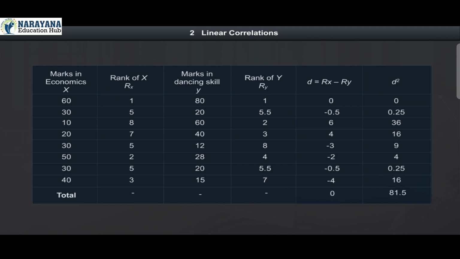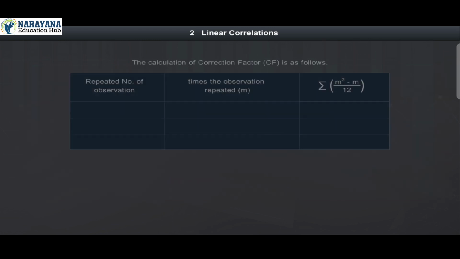Total: sigma d is 0, sigma d square is 81.5. The calculation of the correction factor, that is CF, is as follows. Repeated number of observations: the number of times the observation is repeated, m. Sigma m cube minus m divided by 12. For 30, 3 cube minus 3 divided by 12 is equal to 2. For 20, 2 cube minus 2 divided by 12 is equal to 0.5. CF is equal to 2.5.